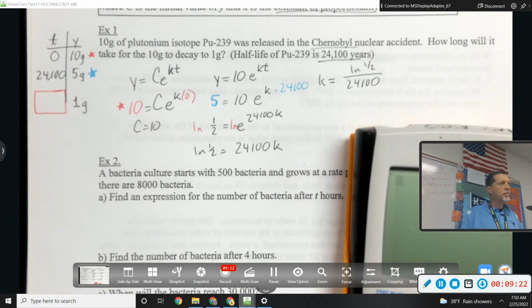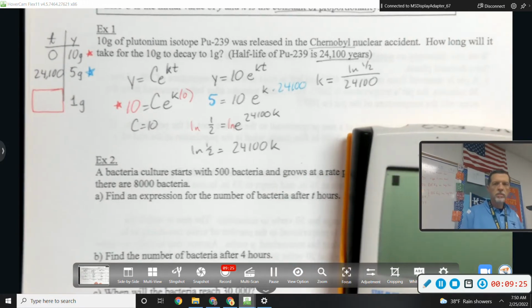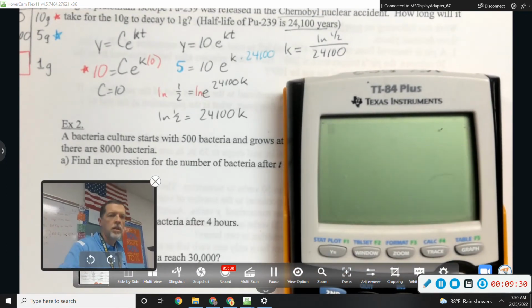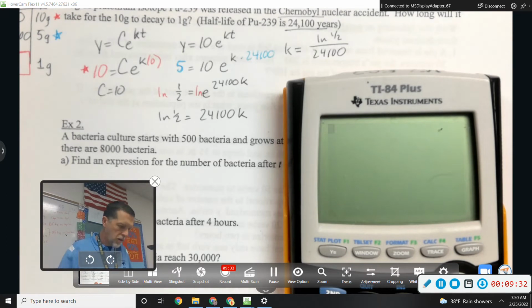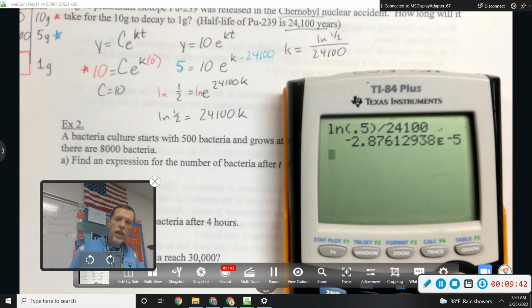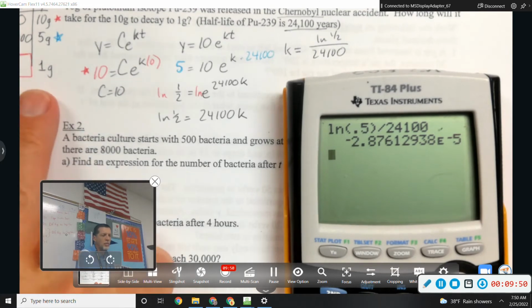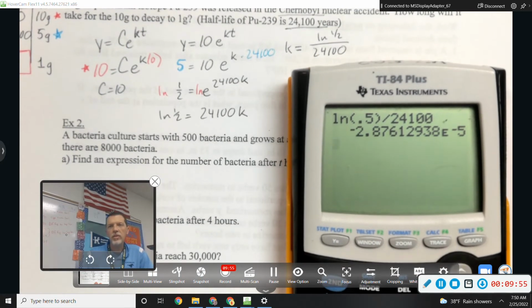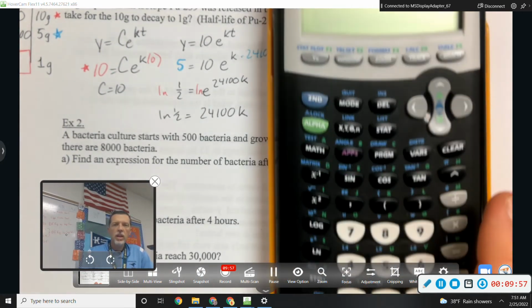This would be a great time to get your calculators out, or go grab one of mine if you need to. Natural log 0.5 divided by 24,100. Weird number. I'm going to need to use that more in this problem, so I'm going to store that. We don't do that much in here. We just did it in pre-cal a little bit.